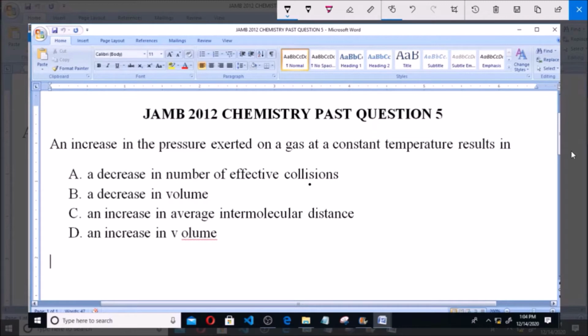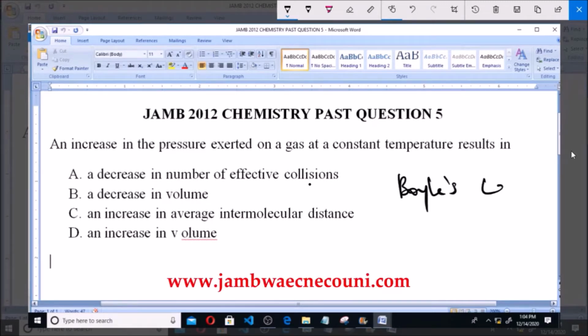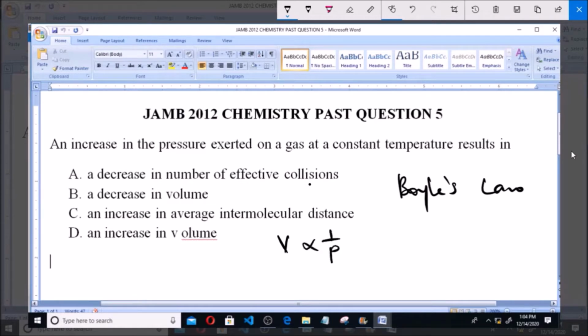to describe Boyle's law. Because Boyle's law is the law that describes the relationship between pressure and volume at constant temperature, where he said that the volume of a given mass of gas, V, is inversely proportional to its pressure, provided that the temperature remains constant. Now, that is the statement of Boyle, whereby we now have that V1P1 equals V2P2. It simply means that the volume is inversely proportional to the pressure.